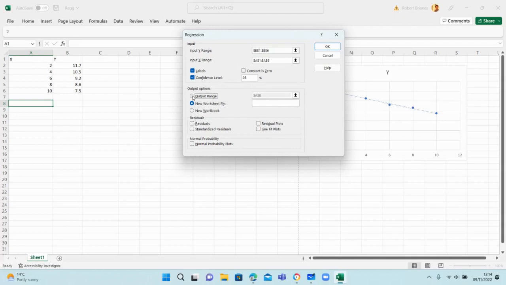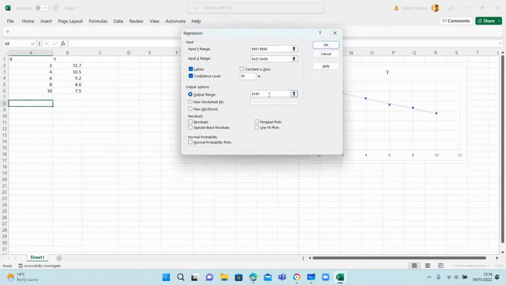Then I click the output range to denote at what part of our worksheet the summary results will actually appear. And so if I click this slot here and I move over to our worksheet, I will specify the cell A8 as the upper left-hand corner of our summary output panel. And we are now ready for this.